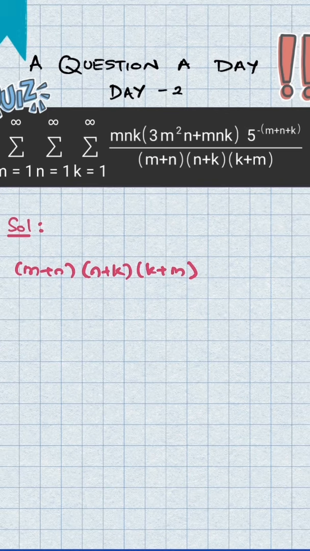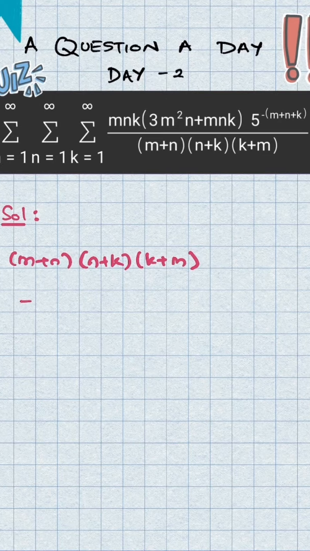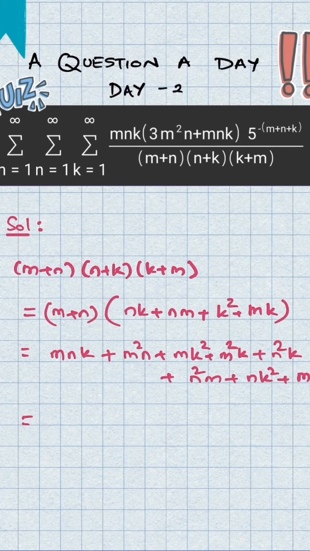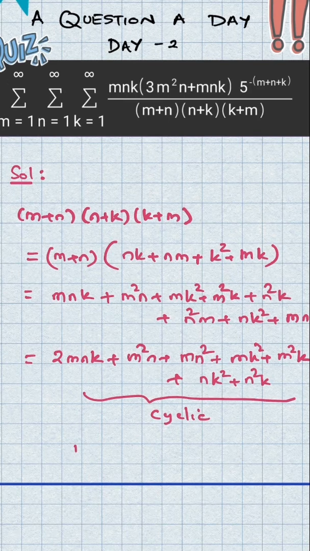So the hint is in the denominator itself. Let's first look at the denominator. Now the denominator, if I expand it, let's see what I'll get. If I further simplify, this is what we'll get after expanding. Now I notice that these terms are cyclic in nature. Since all the limits are from 1 to infinity, can we replace the variables?